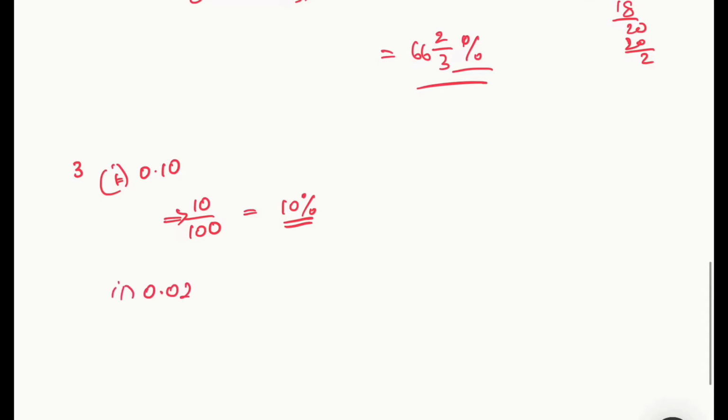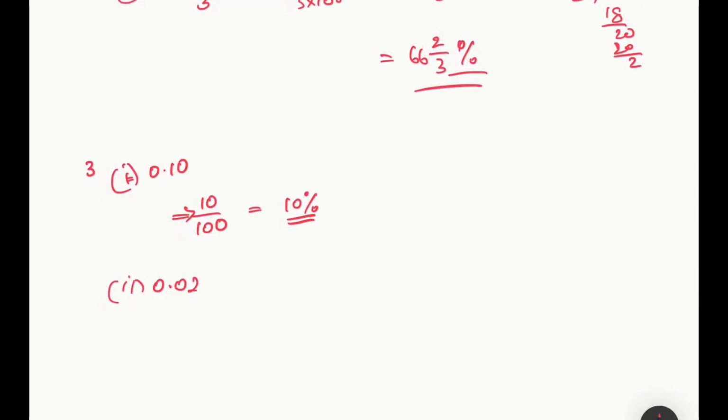0.02, the second one. So 0.02 can be written as what? We can write it as 2 by 100. Correct? 0.02 is equal to 2 by 100. That is equal to 2 percentage. Coming to the next one, 0.7.